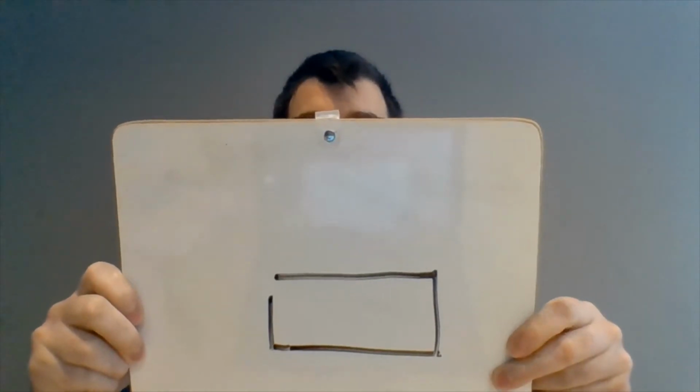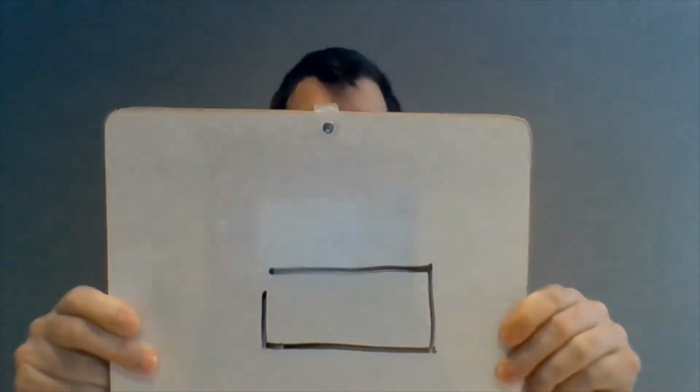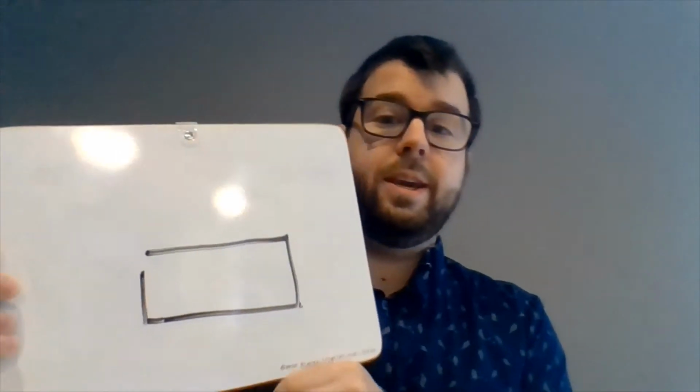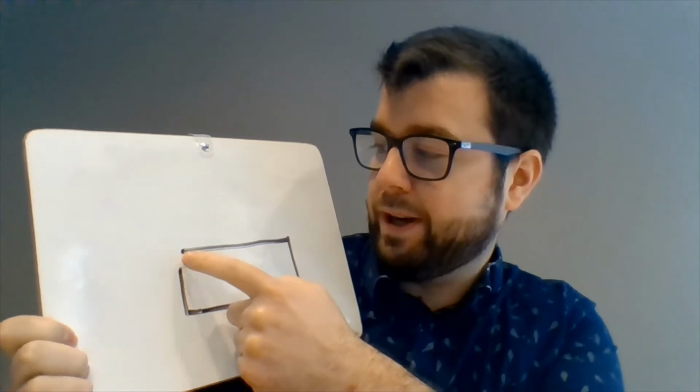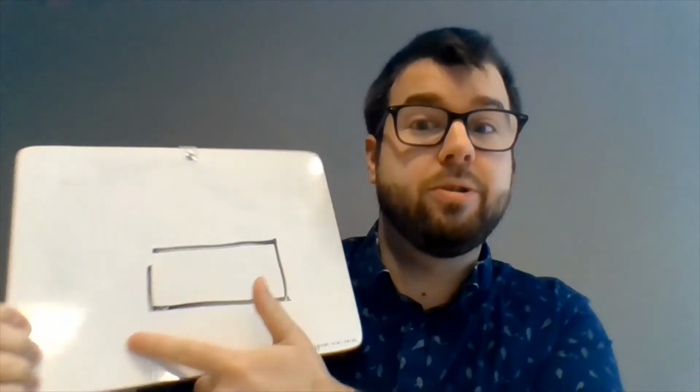Okay, what shape is this? What shape was it? It was nothing. This is not a shape because this part makes it so it's not a shape. This is not a rectangle because it does not have 4 corners. It only has 3. 1, 2, 3. So this is not a shape.